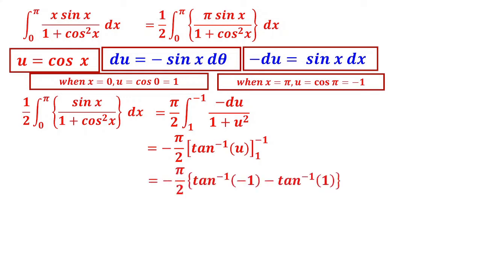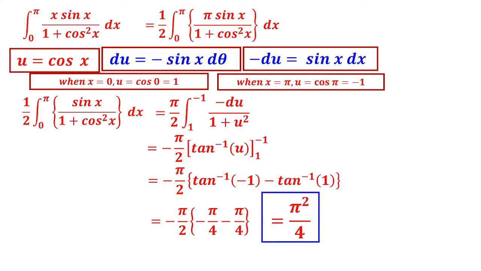Apply the limits now. Tan inverse of minus 1 minus tan inverse of 1. What is tan inverse of minus 1? It is minus pi by 4. Tan inverse of 1 is pi by 4. Minus pi by 4 minus pi by 4 will be minus pi by 2. Already you are having a minus pi by 2 outside. So the final answer is pi square upon 4.